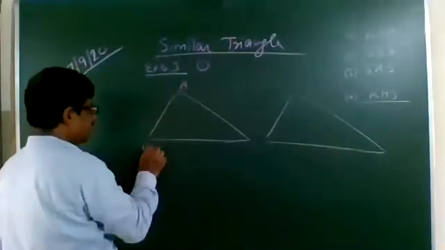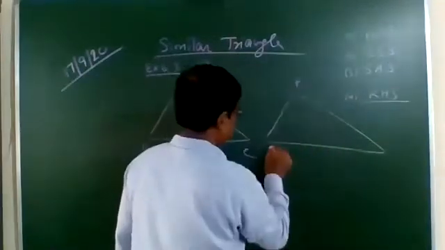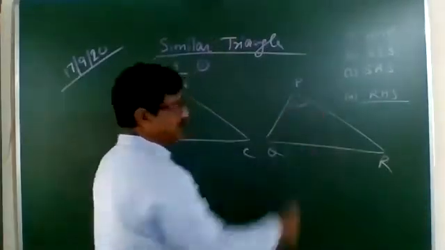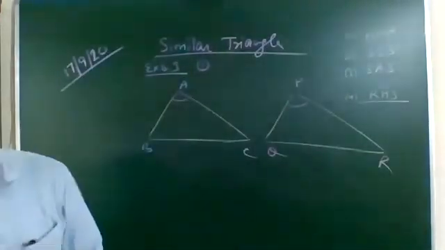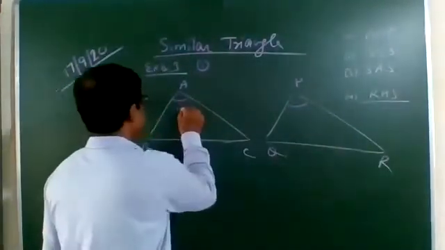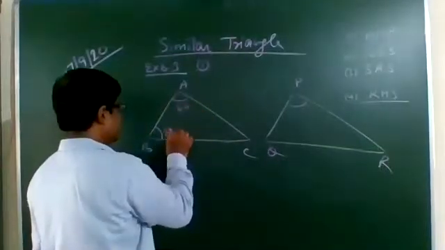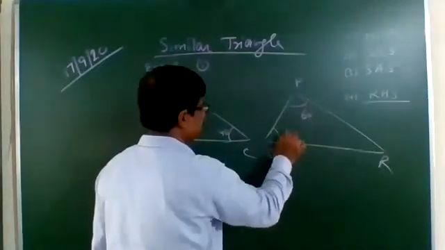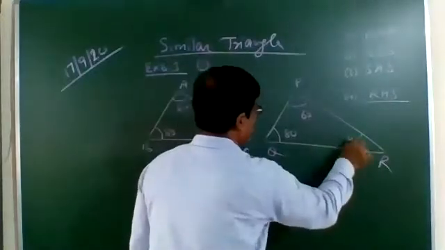The triangles are ABC and PQR. The measurements of A, B, and C are given as 60, 80, and 40. A is 60, B is 80, and C is 40. In the same way, in the other triangle, this is given as 60, 80, and 40.